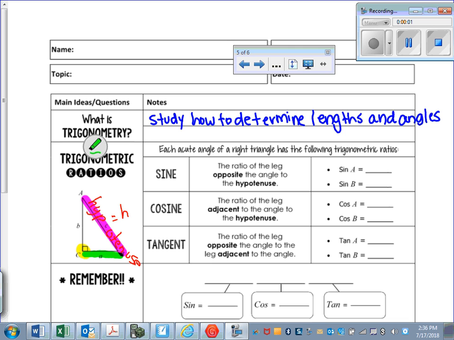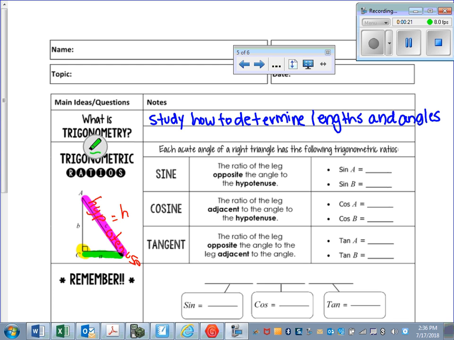So today we're going to be doing trig, and trig is basically a study of how to determine the lengths and angles of a triangle. So we're going to be using trigonometric ratios, and I am going to help you figure out how to do this.